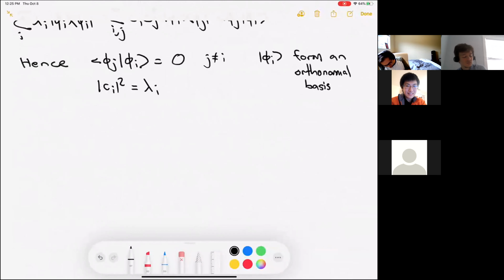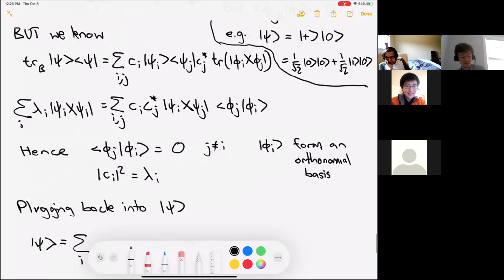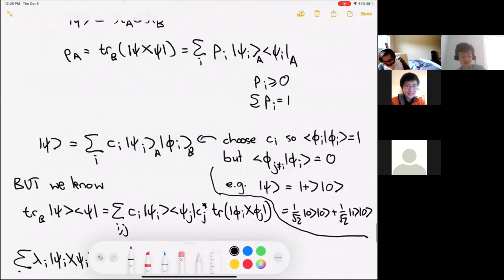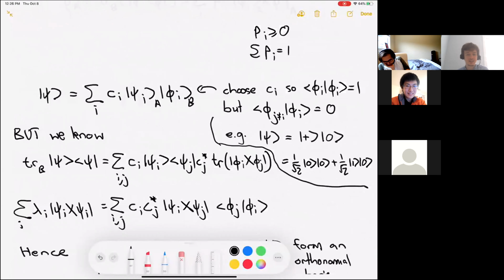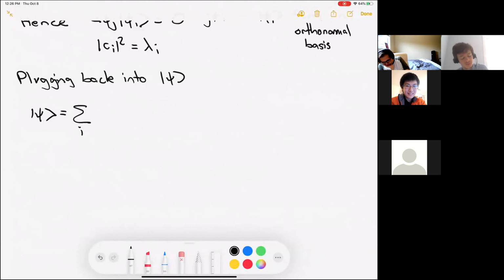Plug all that into our original state psi. We find that psi is equal to a sum over i. Also, we can choose our states phi_i and psi_i so that the c_i's are real, right? We can absorb any phase that c_i has into either psi_i or phi_i. So we can make them c_i real and positive.